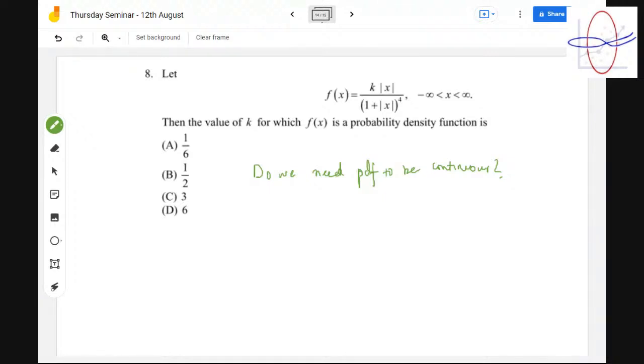Nikhil, please unmute yourself. I want to know what definition of PDF and CDF you know. Since you're a new student, I want to know your knowledge base. Hi Nikhil, can you unmute yourself? Please tell me what is a CDF. Okay, good. So this is the definition of CDF. Perfect. So what is the definition of a continuous random variable?